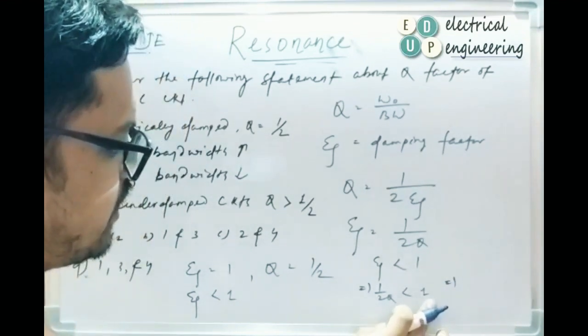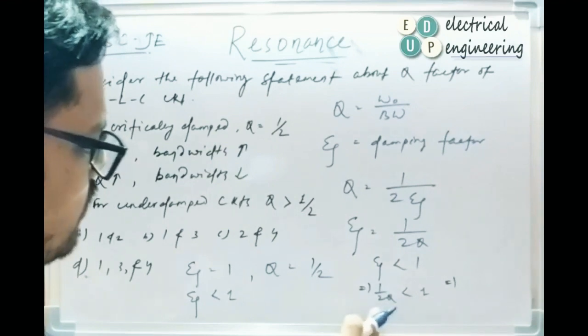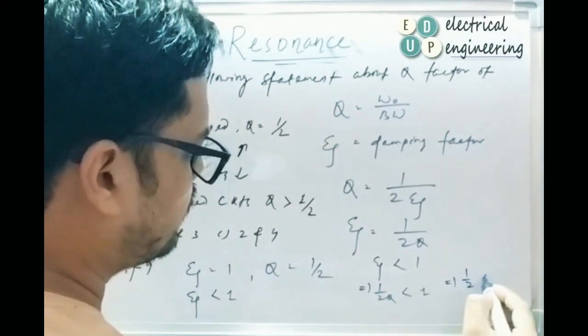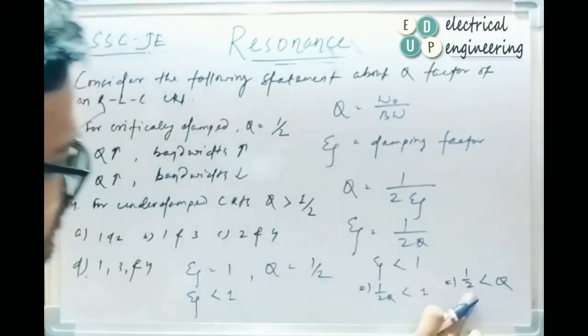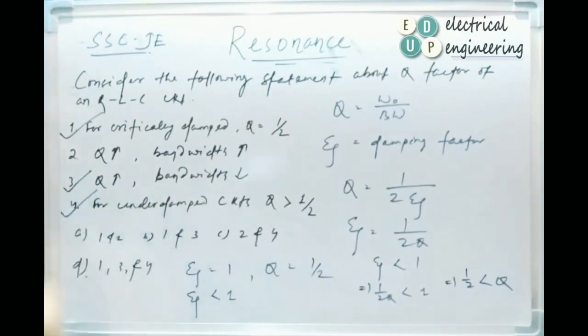If I take Q here, it will be 1 by 2 is less than Q. That means Q is greater than half. So statement 4 is also correct. So 1, 3 and 4 are correct. Option D will be the answer. 1, 3 and 4. Got it?